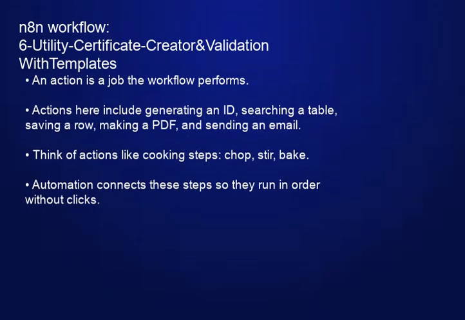An action is a job the workflow performs. Actions here include generating an ID, searching a table, saving a row, making a PDF, and sending an email. Think of actions like cooking steps: chop, stir, bake. Automation connects these steps so they run in order without clicks.